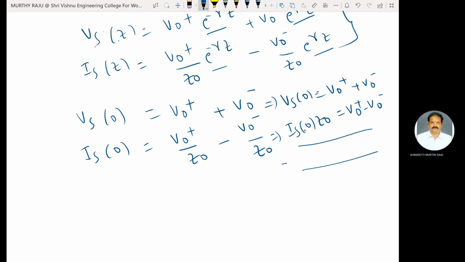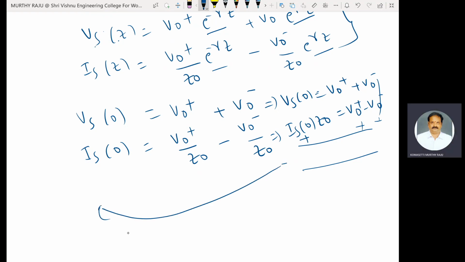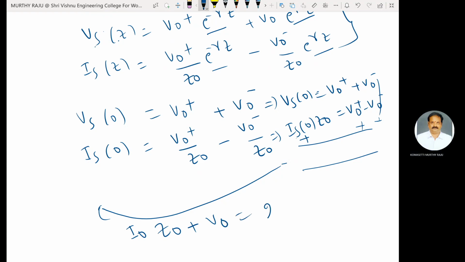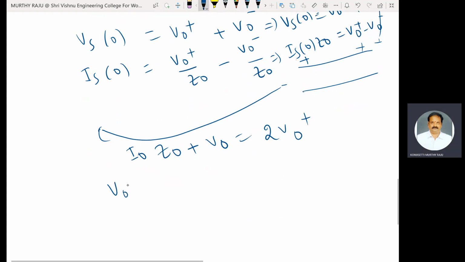Add these two equations. This one is plus and this one is plus; plus into minus, minus, these two are cancelled. Therefore, adding these two equations, IS of 0 is I0, VS of 0 is V0, I0 Z0 plus V0 is equal to 2V0 plus. Therefore, V0 plus is equal to 1 by 2 (I0 Z0 plus V0).